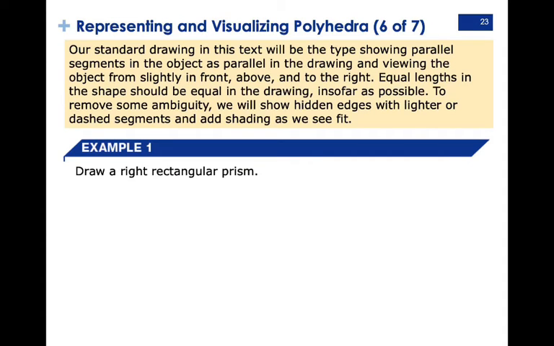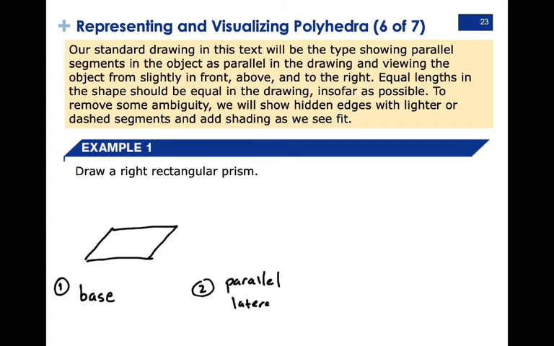So let's draw a right rectangular prism. First we start off with a base, whether it's the top or bottom. So a base, and then we want to make some parallel lateral edges, all of equal length. Once we have that base, draw them upwards.